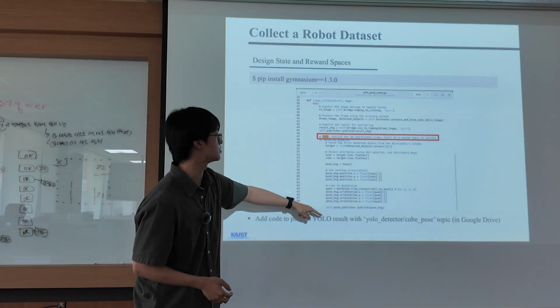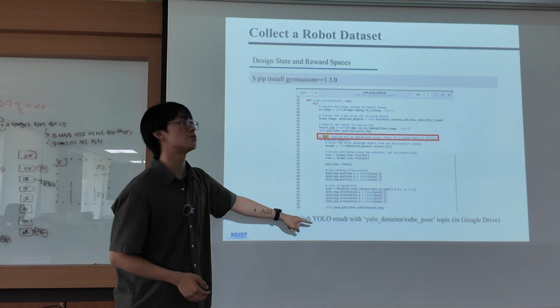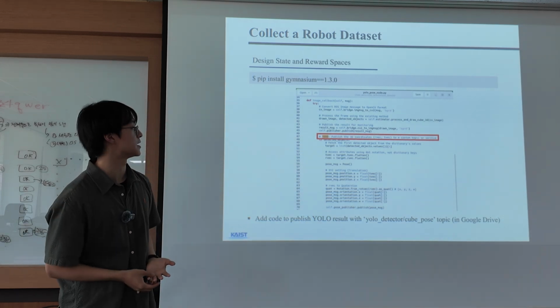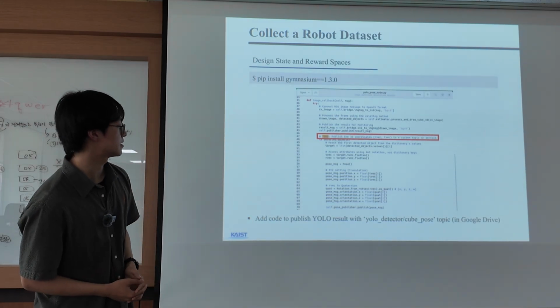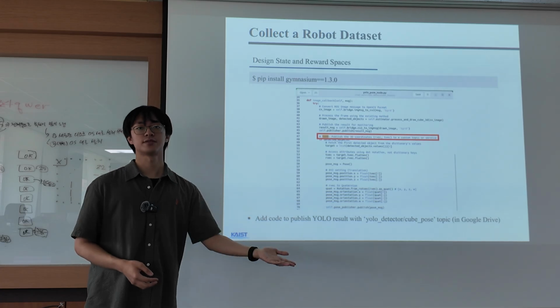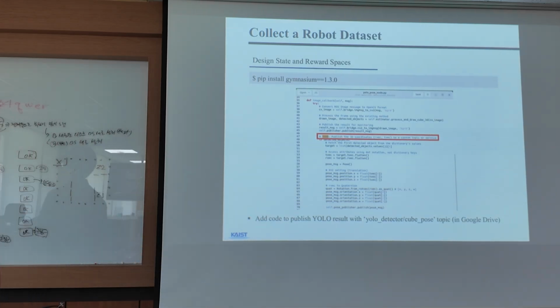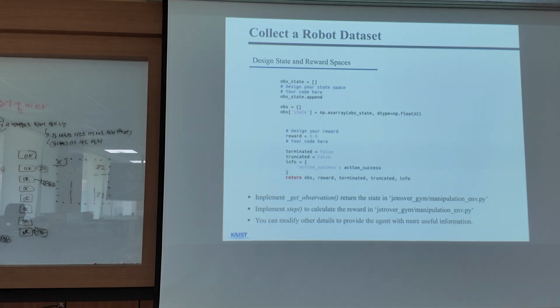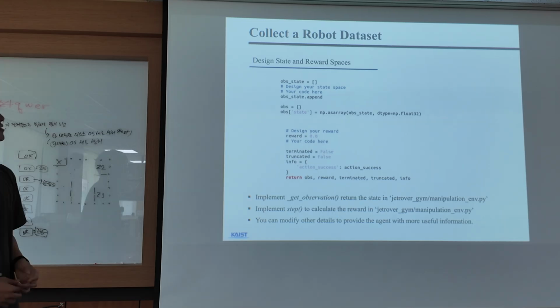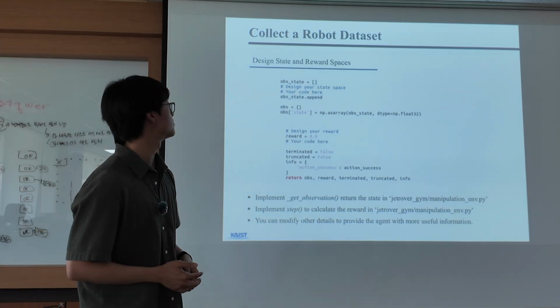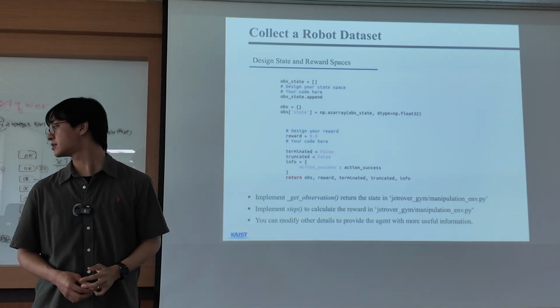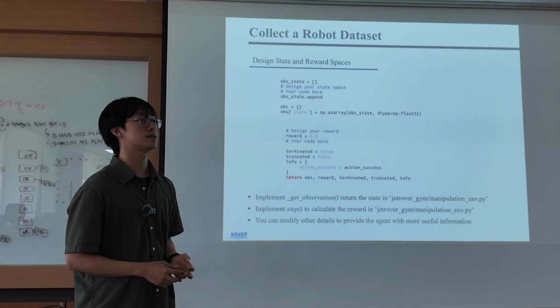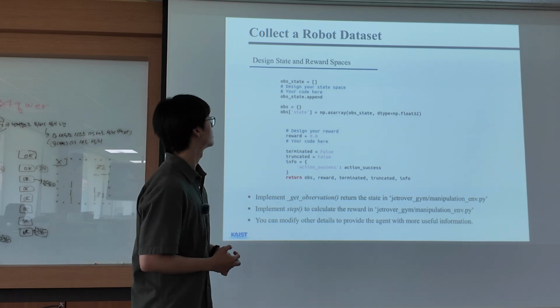But we are going to add code to publish with a topic. We are going to publish a cube pose topic to tell the robot the position of the cube in a vector. Next, you are going to design and implement your state space and the reward, which will be used in training.